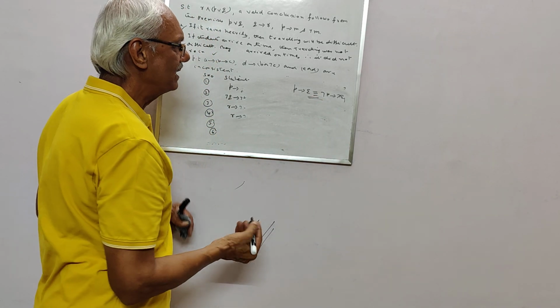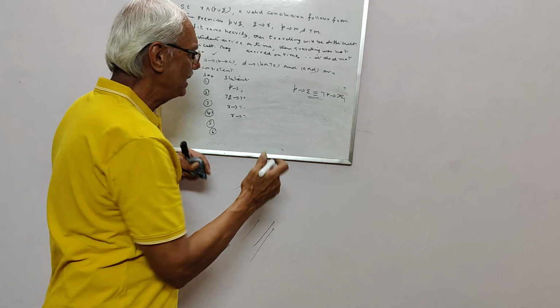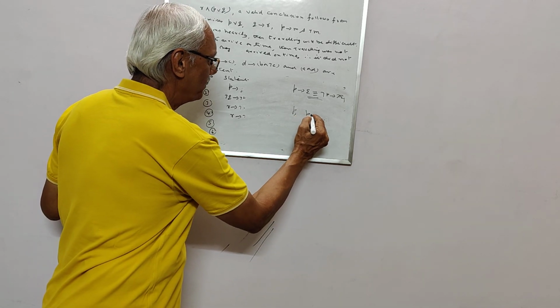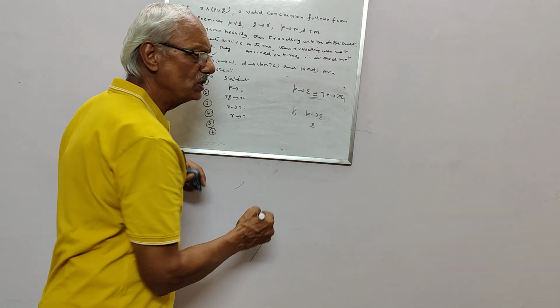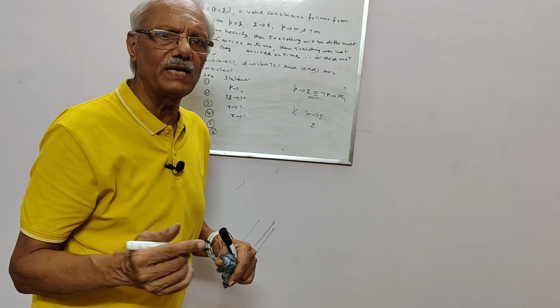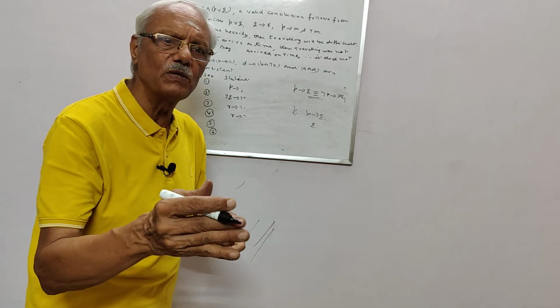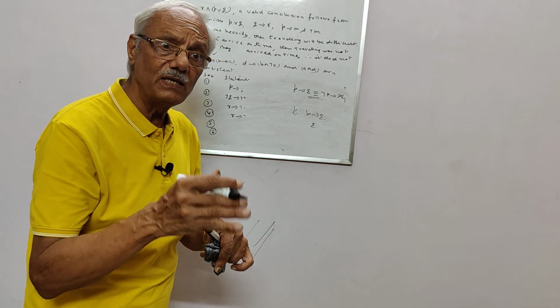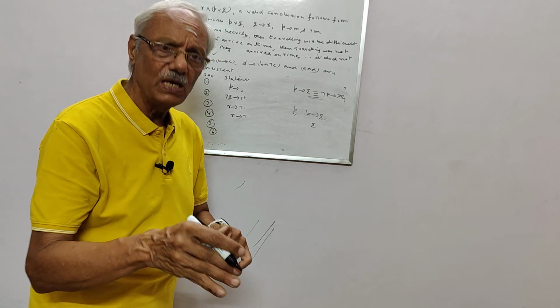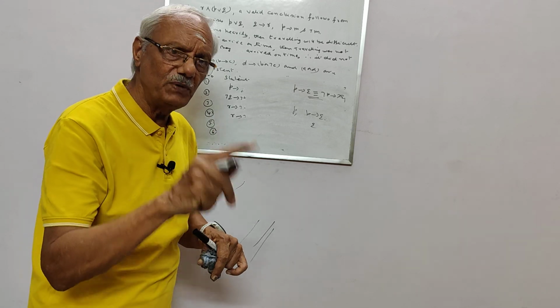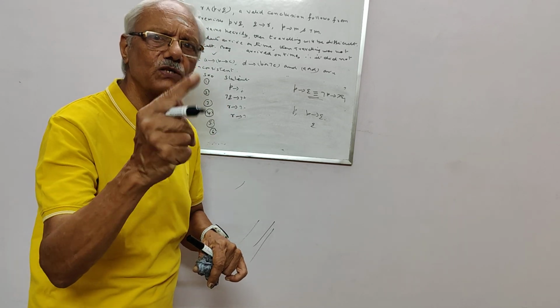So you see that, in total, if P is true and P implies Q is true, then Q is true. This is called tautological implication. P is true and P implies Q is true, therefore Q must be true. So what does tautological implication mean? It is definitely true that if P is true and P implies Q is true, then Q is true.